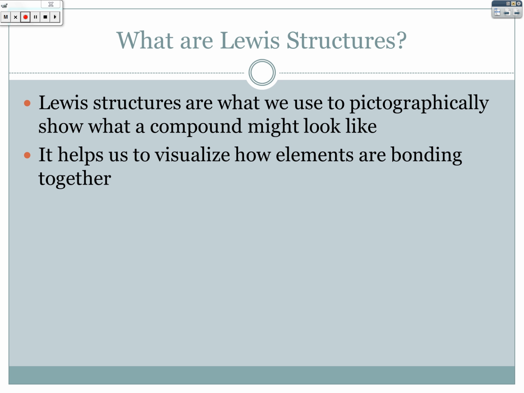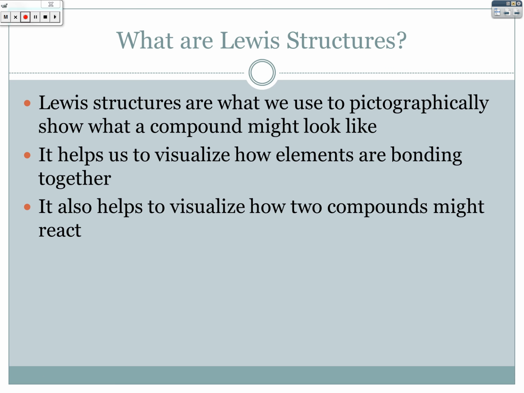It helps us to visualize how elements are bonding together. So when you have CO2, how exactly are the carbon and oxygens bonding together? And it also helps us to visualize how two compounds might then react. So this would come in later, but if you're looking at how two compounds might react, looking at the Lewis structure of them kind of tells us how that might happen or where that reaction might take place.